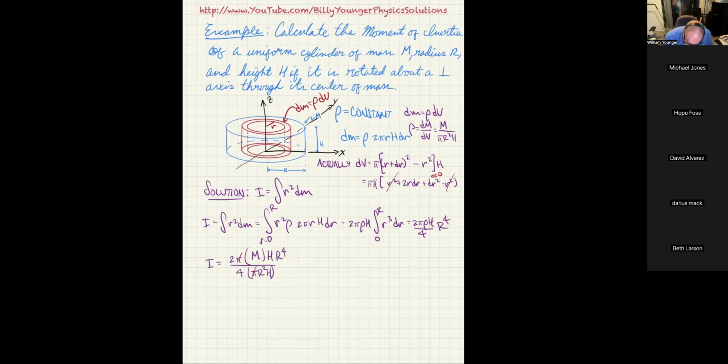So this pi is going to cancel out with this pi. This r squared is going to cancel out with that exponent r to the fourth and make it just r squared. And then this h is going to cancel out with this h. And this 2 over 4 is going to become 1 half. And the formula I get is I equals 1 half m r squared. And that's the right answer, which you can see also in the table. Anybody have any questions on that?